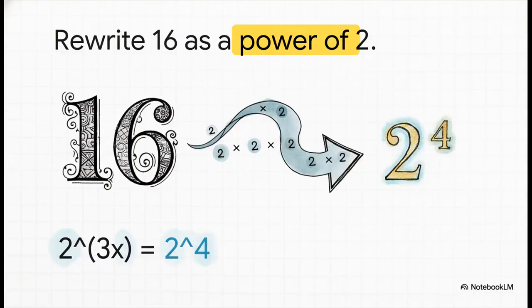So, step 1, we've got to get the same base. The left side is already a power of 2, so that's great. Half the work is done. Now, can we rewrite 16 as a power of 2? Oh, for sure. We already know that 16 is 2 to the 4th power. So now our equation is 2 to the 3x equals 2 to the 4. We are ready to go.